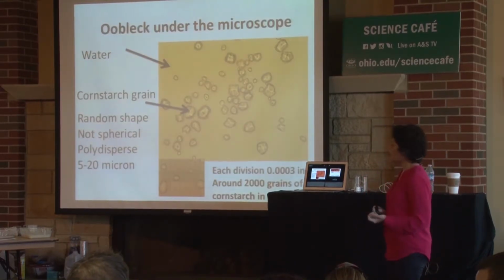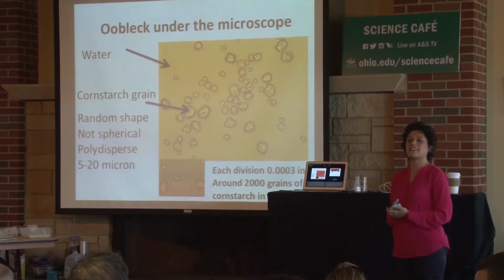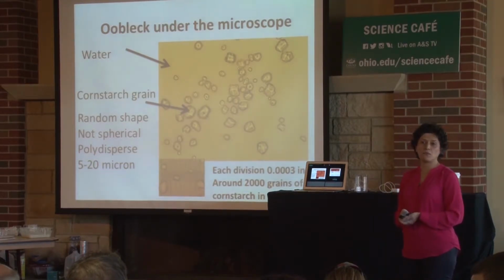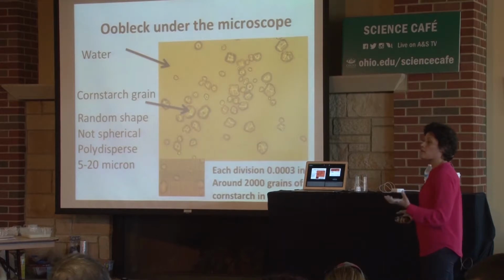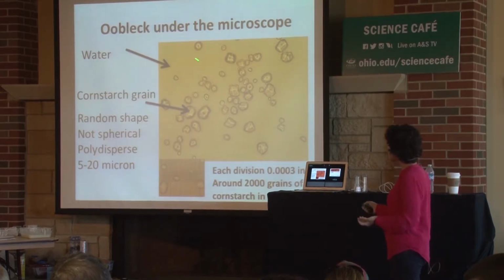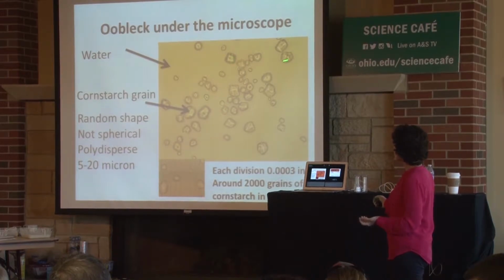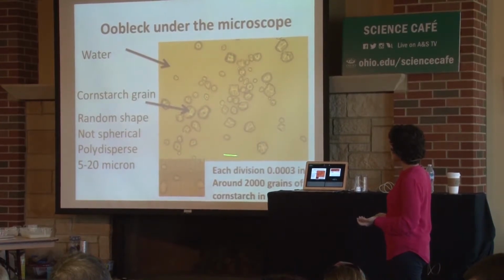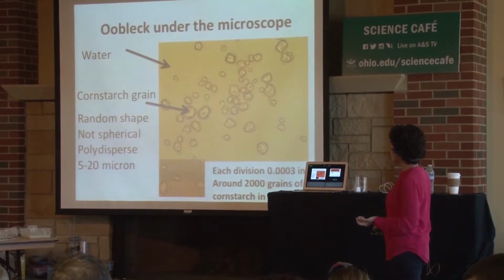So I'm going to give you a couple of solutions for that, okay? So let's look at the Oobleck under a microscope. Let's see what it is, okay? So Oobleck was water and cornstarch. If I look at it under a microscope, you can see this is water, and these are the grains of cornstarch that are suspended in the water.